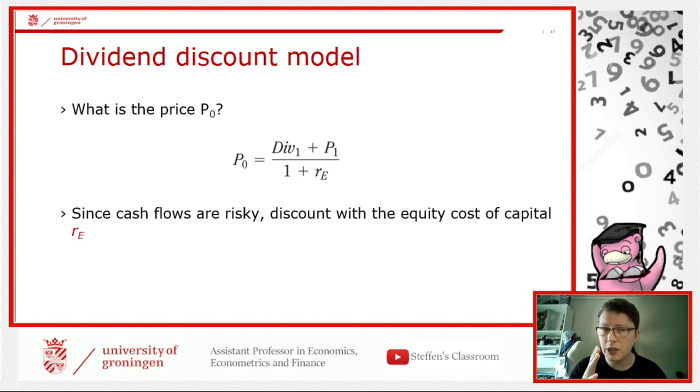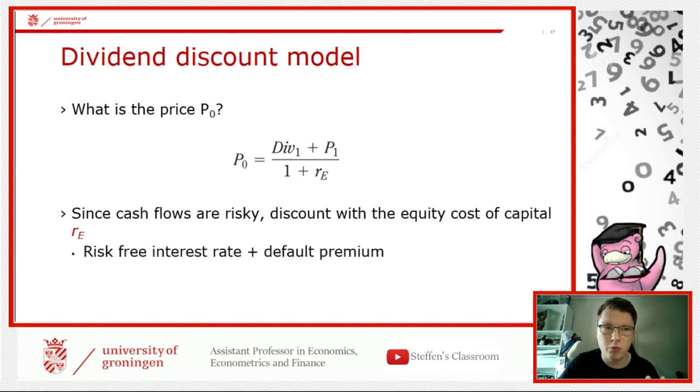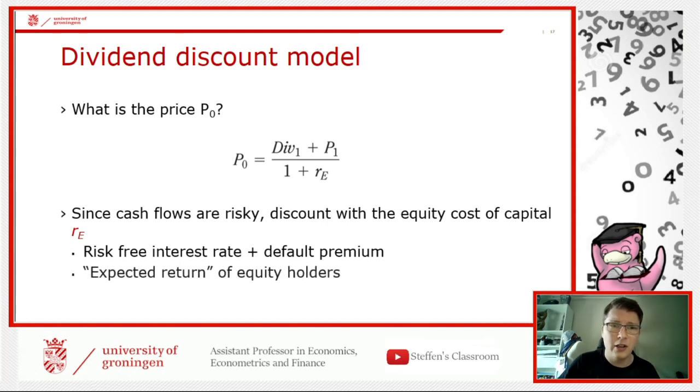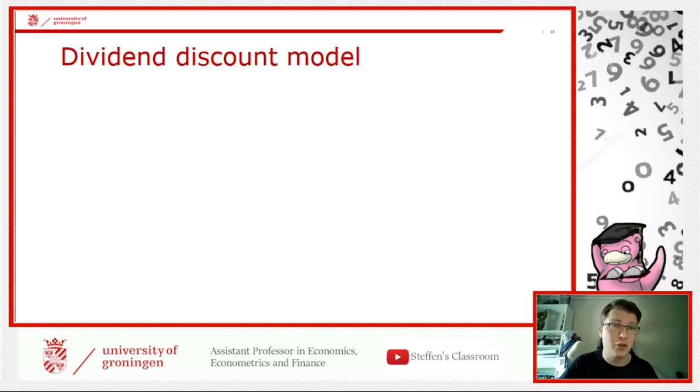So we have to discount it using the equity cost of capital, not the debt cost of capital, not just the cost of capital, but the equity cost of capital, which is basically the risk-free interest rate plus this default premium. That is, the more risky the firm, the higher the default premium, which means that the cash flows will get discounted heavier. So the further they are in the future, the smaller they are in present value terms, because the discount is heavier. Okay. So that's the expected return you as equity holders would have with this piece of stock, so to say.